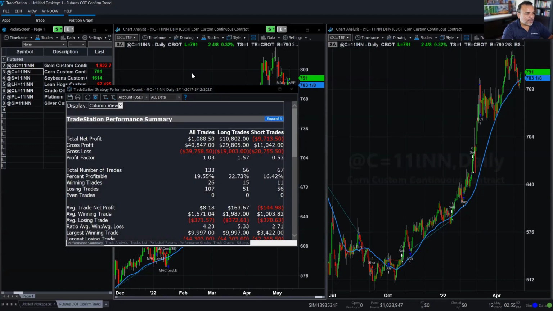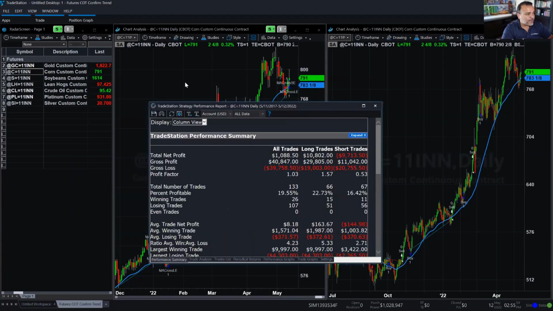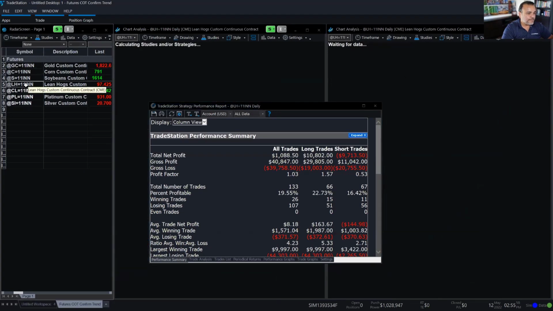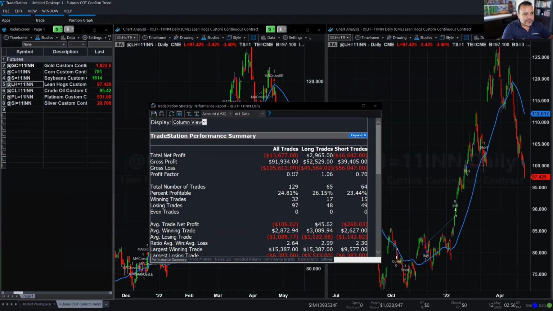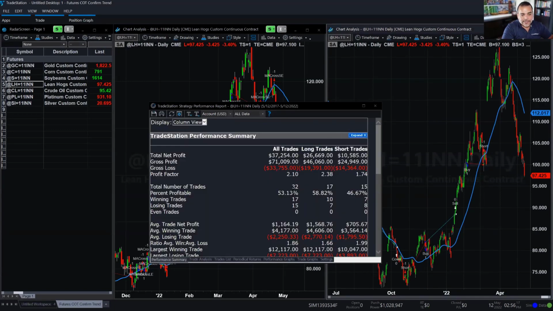Let me go back here to the strategy without Commitments of Traders. Let's take a look at lean hogs. So lean hogs, take a look at a moving average strategy without COT data. We have a losing strategy. We introduce COT data, making sure that the net position of non-commercials is in the same direction. I click this, and now you can see that we have far fewer trades. The strategy is profitable, and we can start drilling down and looking at the strategy and finding out why.